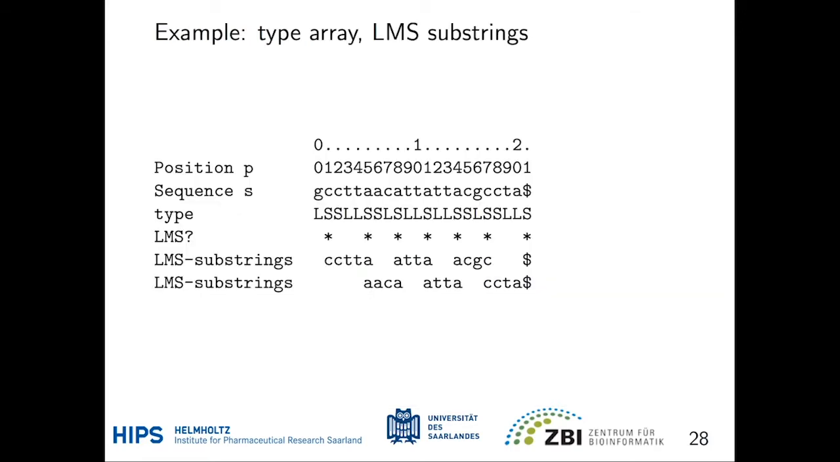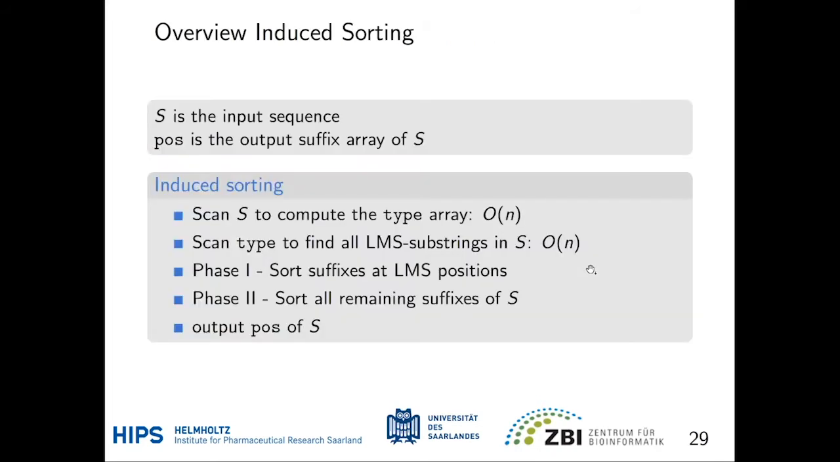Here again, for the same example, we constructed a few more data structures. First, we have an array here which marks all the LMS positions in the text, and then we have all the LMS substrings of the text. Now with these additional data structures, we can proceed to our induced sorting algorithm.